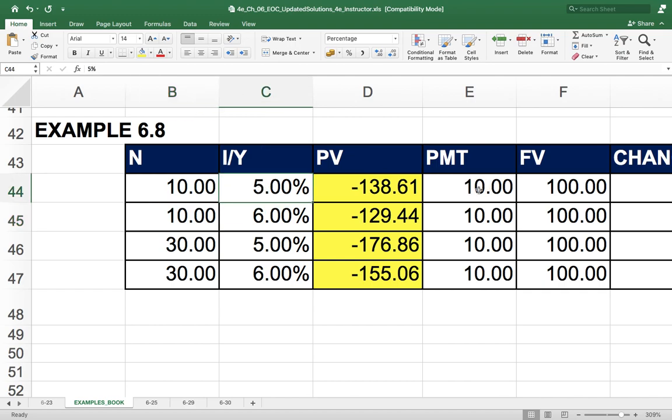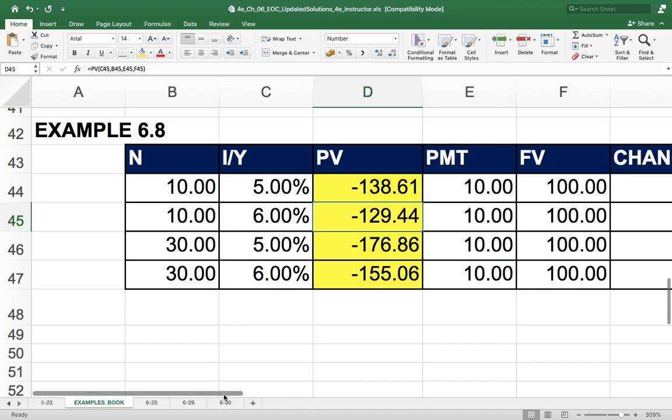The payment is 10% coupon, which means 10% of 100 is $10. Face value is 100. So using the present value function, we calculated the price. Now the YTM increased from 5% to 6%. The other things remain the same: the coupon, the period, and the face value. Only the YTM changes. YTM increases, price decreases. So from 138, the price became 129.